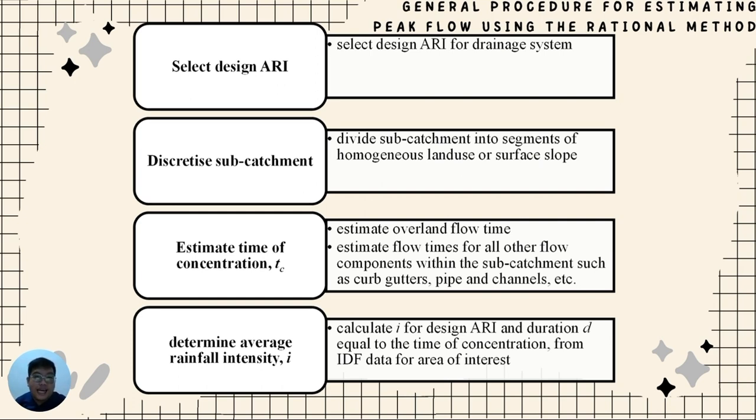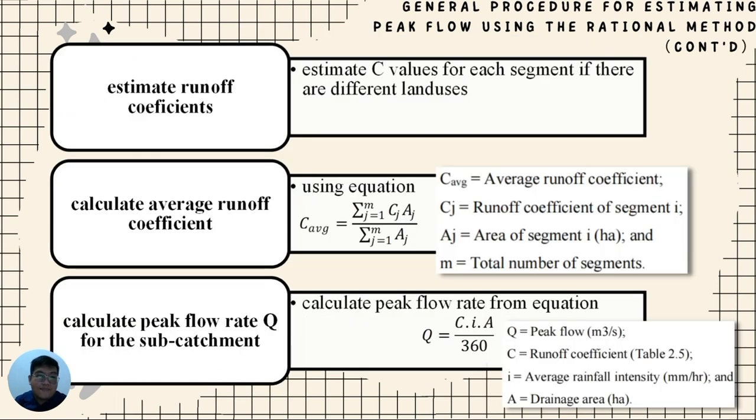First of all, we select the design ARI for the drainage system. After that, we divide the catchment into segments of homogeneous land use or surface flow. After that, we estimate the time of concentration, Tc. What we do is estimate the overland flow time, and estimate the flow times for all other flow components within the subcatchment such as the curb gutters, pipes, channels, etc. After that, we determine the average rainfall intensity. We calculate the I for design ARI and duration D equal to the time of concentration from IDF data for the area of interest. The next step is to estimate the C value for each segment if there are different land uses.